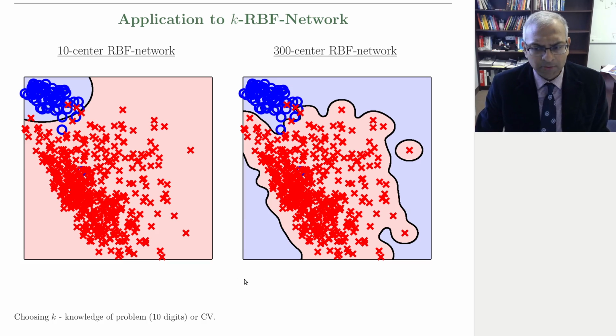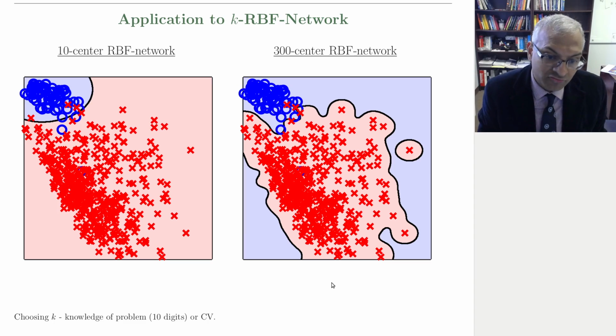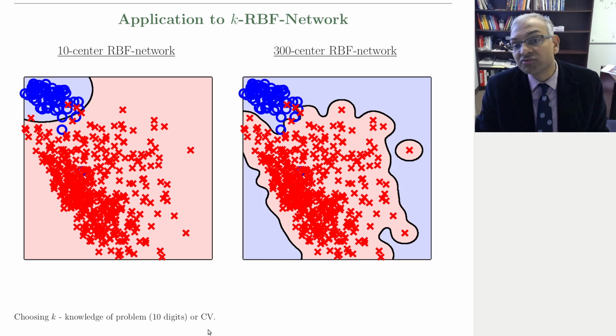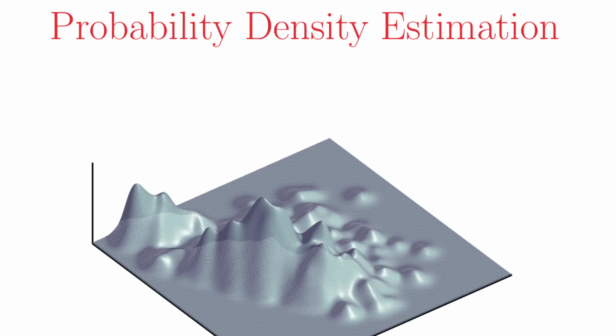And so, if you're going to pick 300 centers, be ready to regularize. So, for example, you can use regression for classification and then regularize the regression to get your final classifier, or you should use something like cross-validation to pick the number of centers.